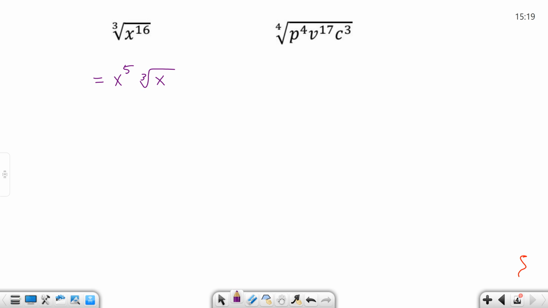Do I put absolute value around the x to the 5th? It is an odd power, but did it come from an even root? No, it came from an odd root. So with odd roots, you don't ever worry about absolute value because you can take a negative number and raise it to an odd power, and it can be negative, and you can still take the root of it. So you're fine there, right? I just wanted to throw that in here to see, but it doesn't matter here on this one.